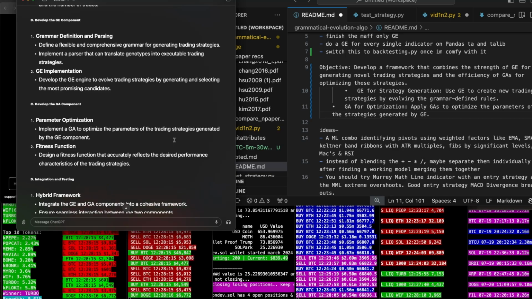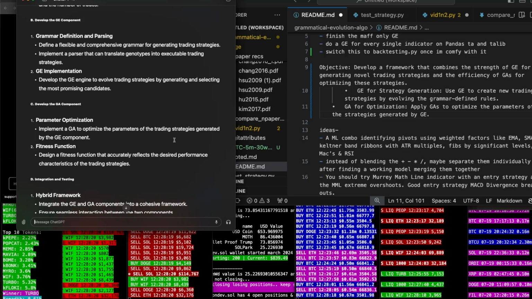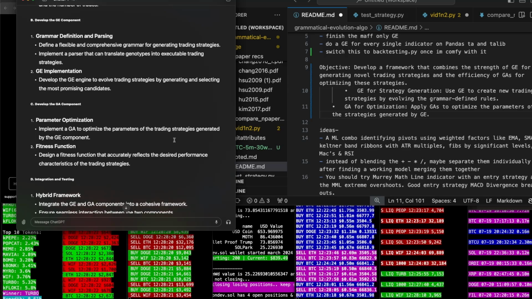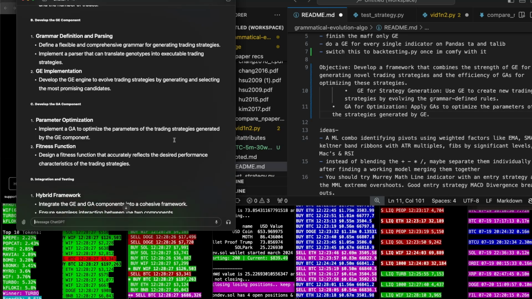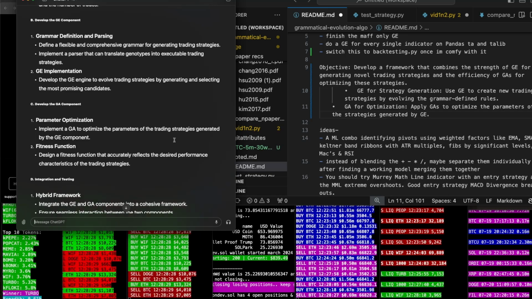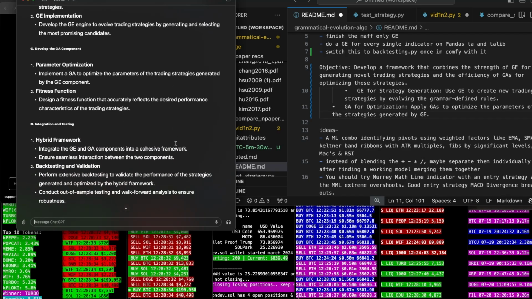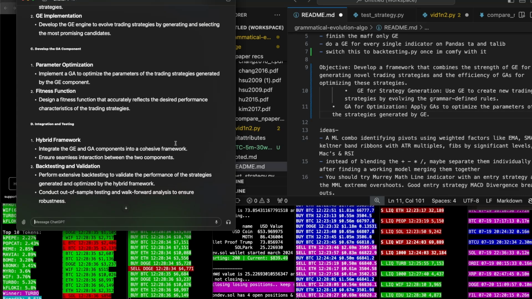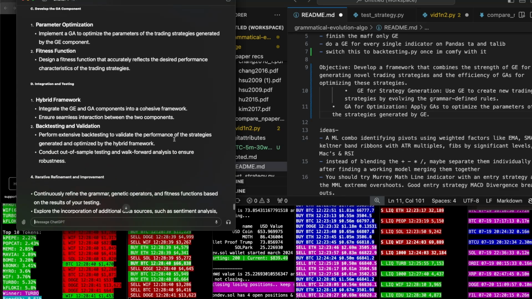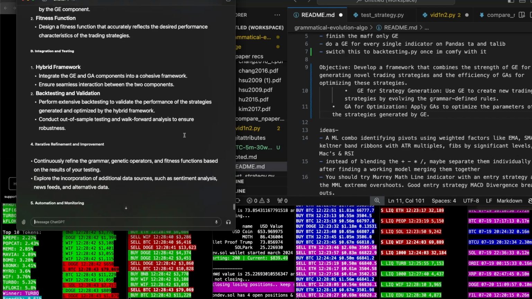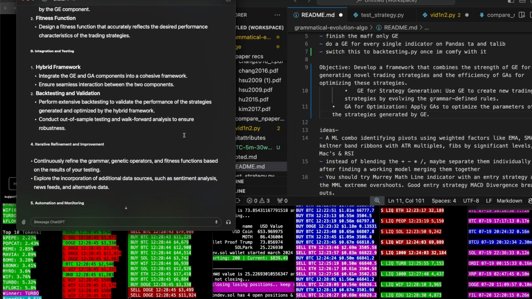Develop the GE engine to evolve trading strategies by generating and selecting the most promising candidates. Parameter optimization: implement a GA to optimize the parameters of the trading strategy generated by the GE components. Fitness function: design a fitness function that accurately reflects the desired performance characteristics of the trading strategies. Hybrid framework: integrate the GE and GA components into a cohesive framework. Ensure seamless interaction between the two components.